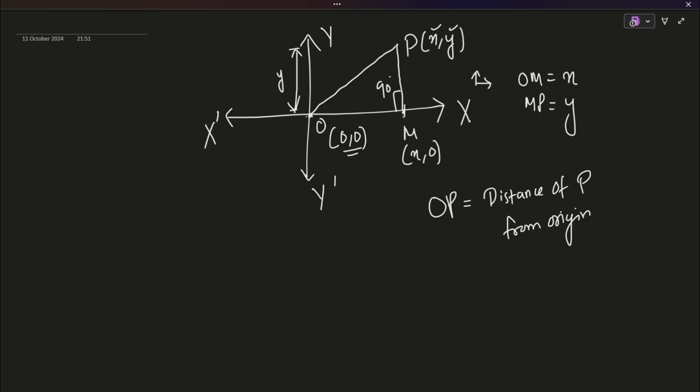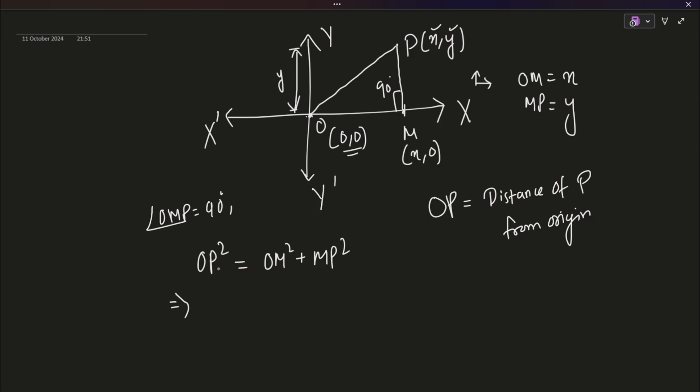So OP is the distance from the origin, and we can find this out since OMP is a right angle triangle. You can see since angle OMP is 90 degree, this is a right angle triangle. And what we can do in a right angle triangle, we can always apply the Pythagoras theorem. So applying the Pythagoras theorem, we have OP square, which is the hypotenuse, should be equal to OM squared plus MP squared.